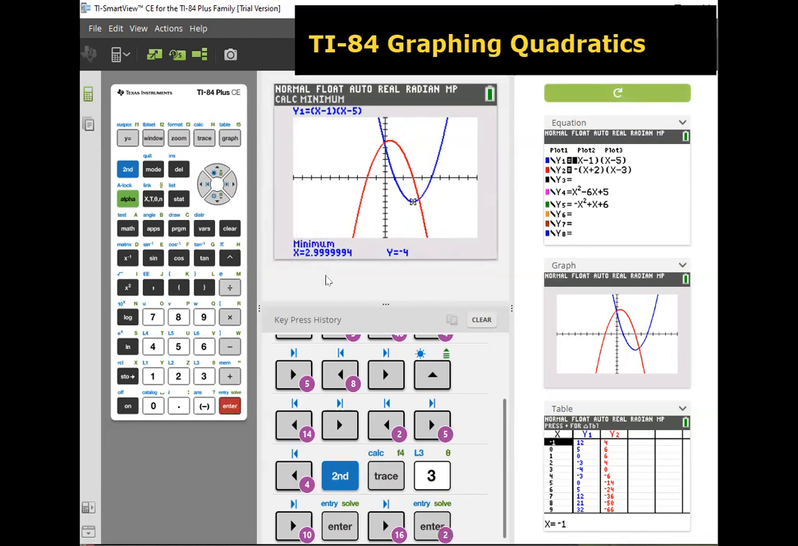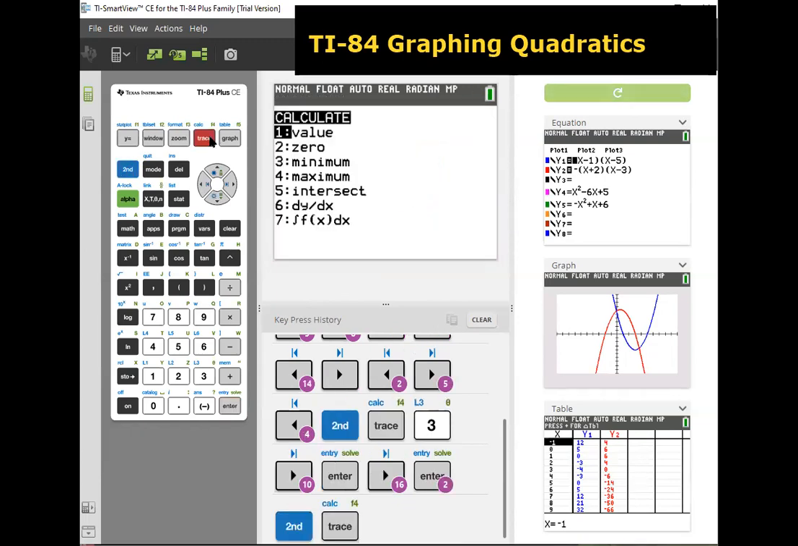Hit enter again. And it says the minimum is at 2.99994, comma -4. Those nines go on, so the calculator is really saying it's at 3, -4. And we'll confirm that with the table, and we can confirm that algebraically. But because of the computer algorithm, it writes 2.9999994. We want to find the vertex, so I'm just noting it's at 3, -4. Let's go to the other graph.